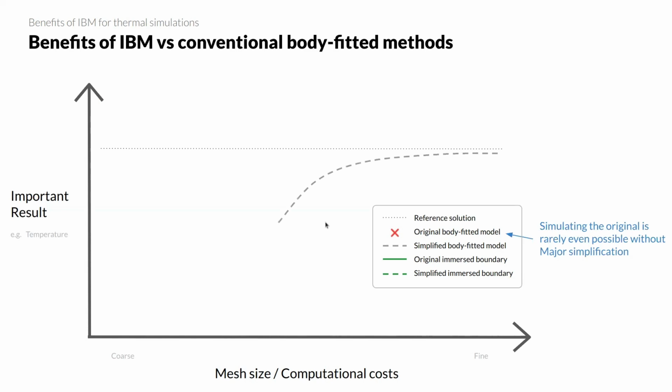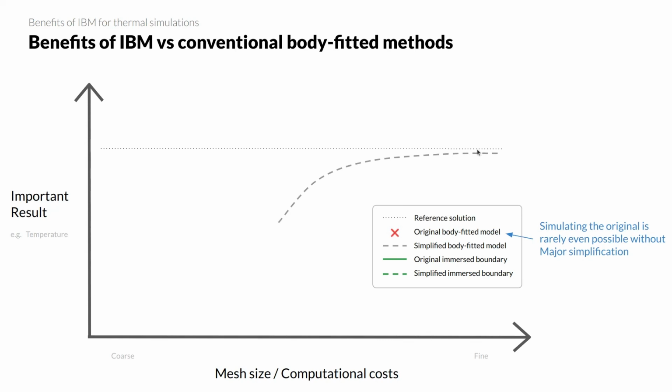a body-fitted simulation. When we do this, we will still require significant mesh resolution to even run the simulation, but then we can increase the mesh fineness to get closer to the exact solution that is here mentioned as a reference solution that you might get from a mesh convergence study or from physical experiment. And the higher our mesh fineness is, the better our solution will get.